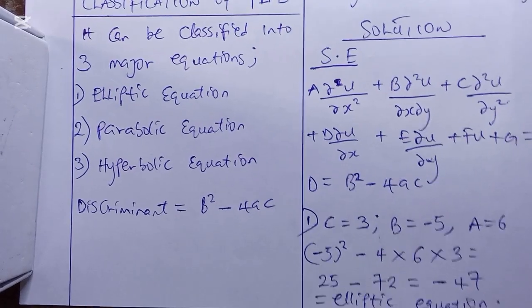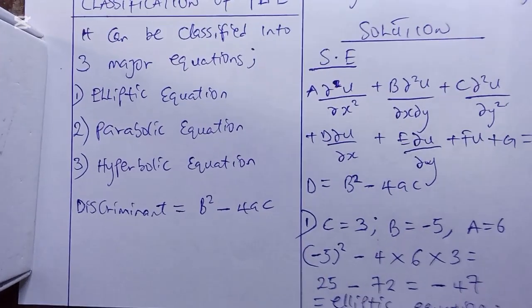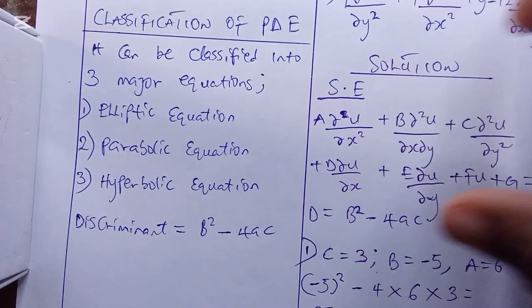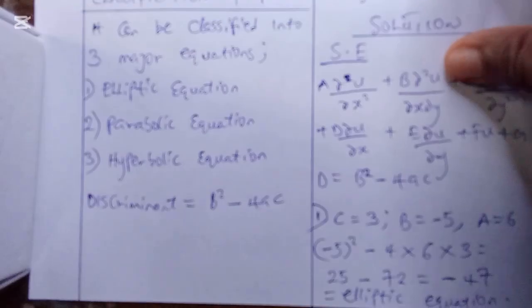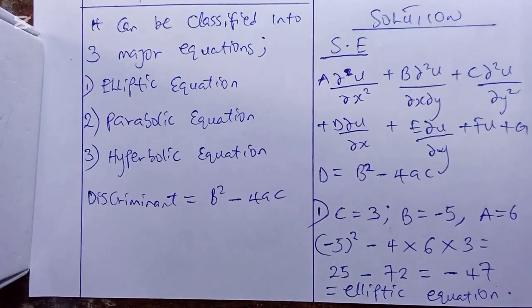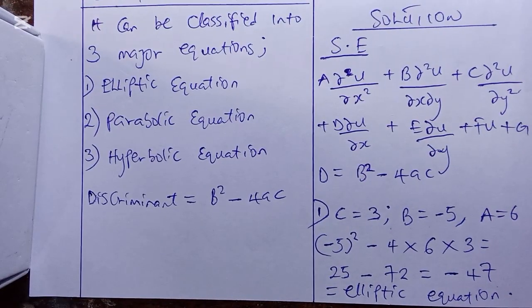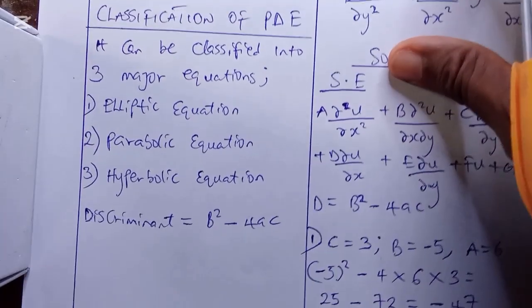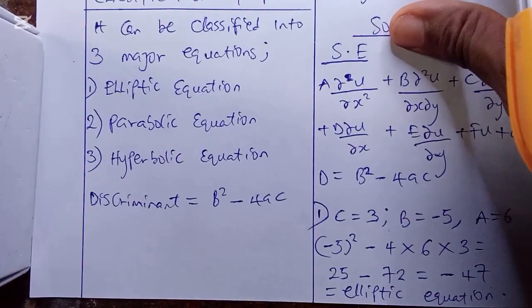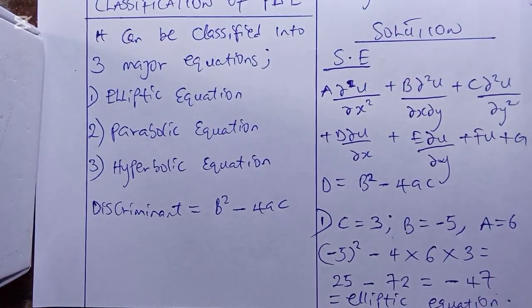So this is how you classify any partial differential equation. Very, very easy. You have to classify it as either parabolic, elliptic, or hyperbolic. If the discriminant is less than 0, it's elliptic. If the discriminant is equal to 0, it's parabolic. And if the discriminant is greater than 0, it's hyperbolic. So that's how you do it.